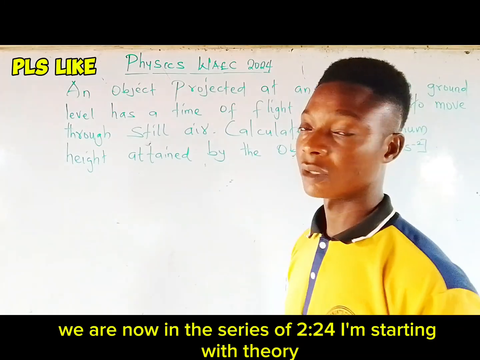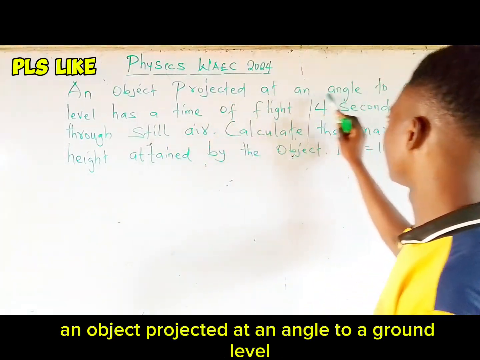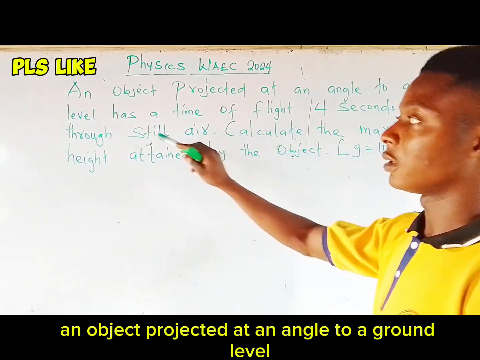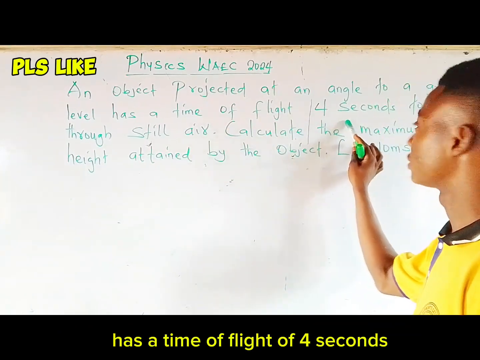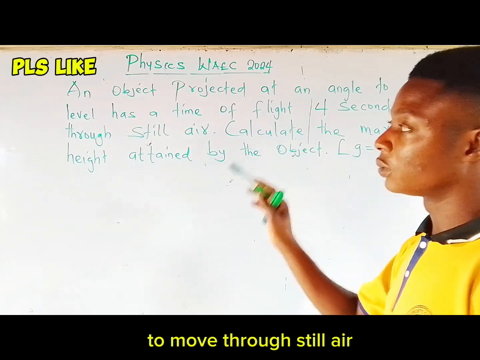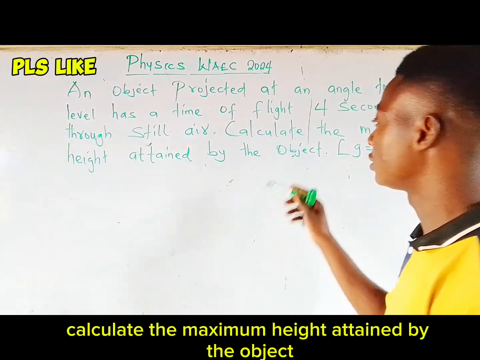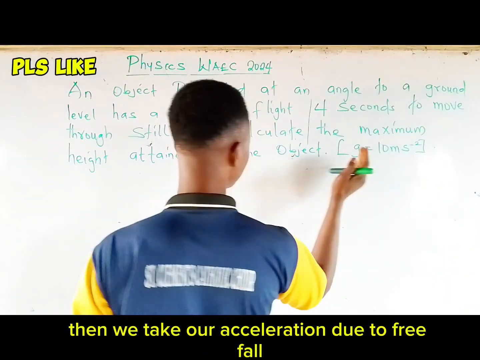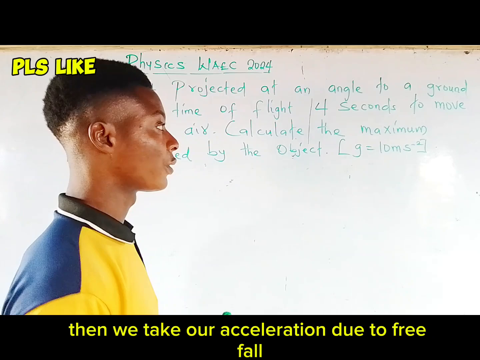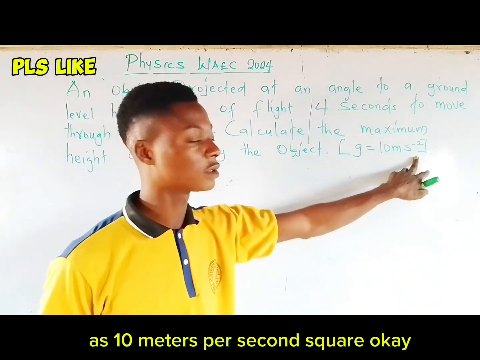I'm starting with theory. An object projected at an angle to the ground level has a time of flight of 4 seconds to move through still air. Calculate the maximum height attained by the object. Take the acceleration due to free fall as 10 meters per second squared.